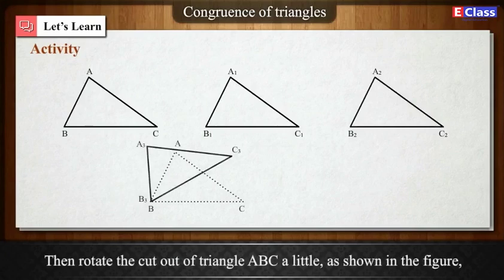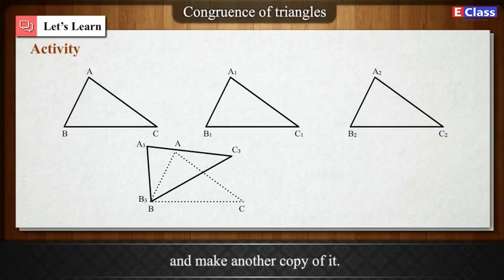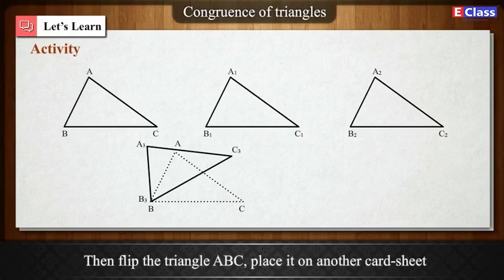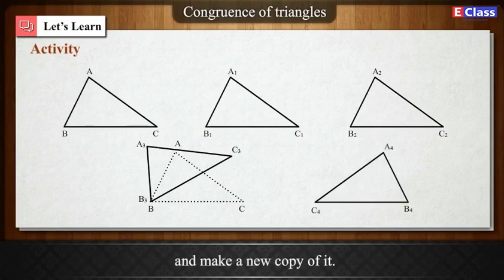Then, rotate the cutout of triangle ABC a little, as shown in the figure, and make another copy of it. Name the copy as triangle A3, B3, C3. Then, flip the triangle ABC. Place it on another card sheet and make a new copy of it. Name this copy as triangle A4, B4, C4.